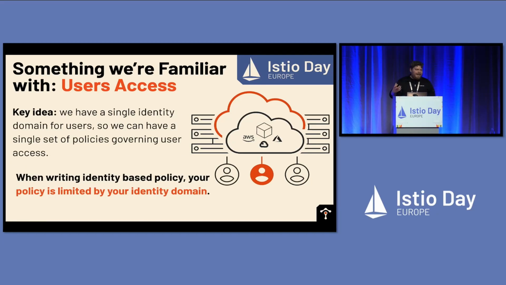One other kind of key idea that I want folks to take away as well is that when we're writing this identity-based policy, our policy is limited in scope by the identity domain. A little bit later in some of the lightning talks, we're going to have some talks around things like federation to be able to help facilitate policy that spans further. But one of the key ideas that I want people to take away is this idea that as we're moving out of a network-based policy and into identity-based policy, the identity domain is going to be your key limiting factor.